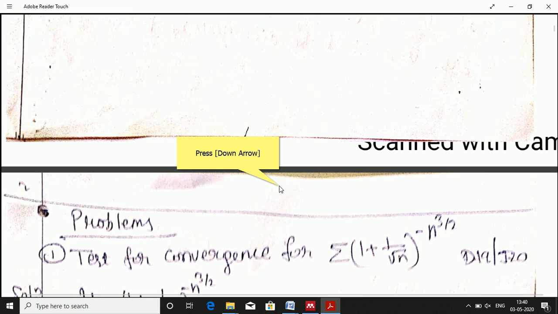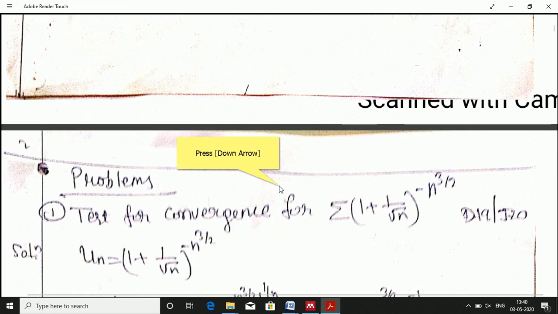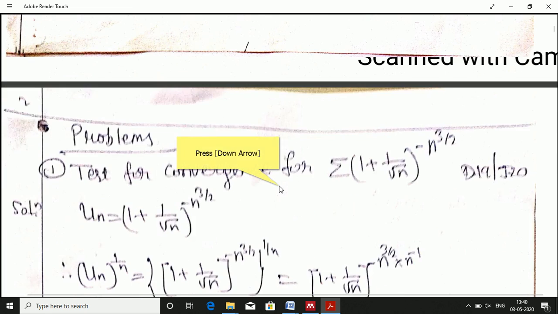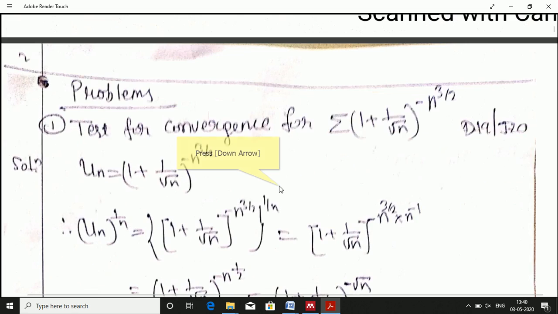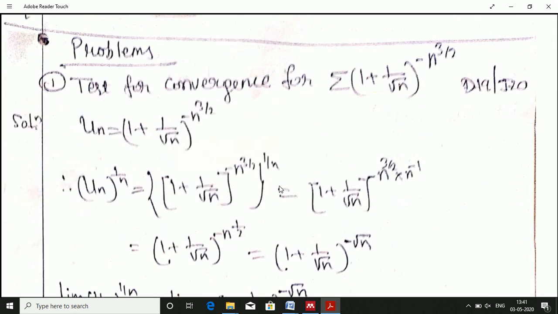Now I'll show you how to do the problems on this. Test for convergence for the summation of (1 + 1/√n)^(-n^(3/2)). Okay.